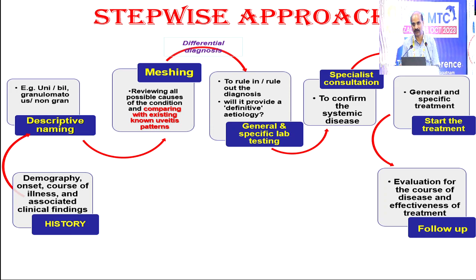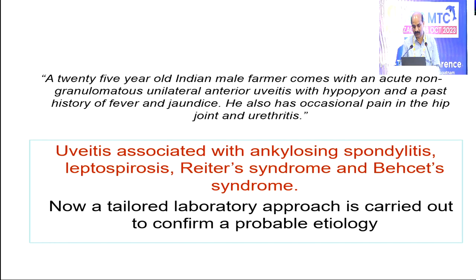Most of the chest physicians tell there is no pulmonary tuberculosis, you can go ahead with oral steroids, but they don't rule out extrapulmonary. So that we need to have in our picture. And from then we need to go for general and specific treatment.